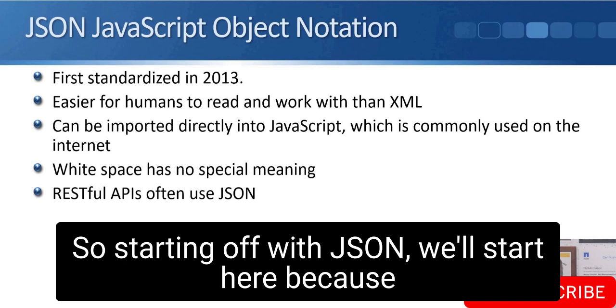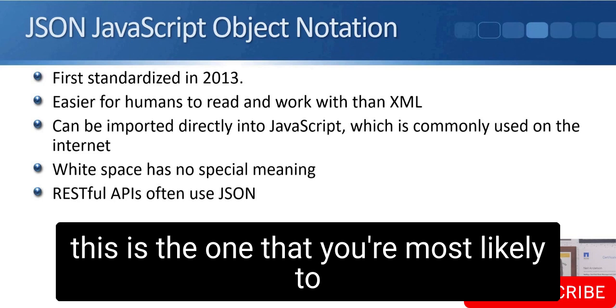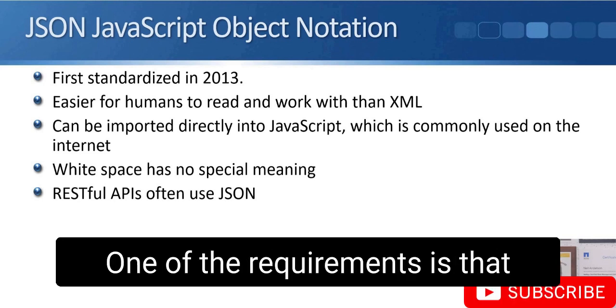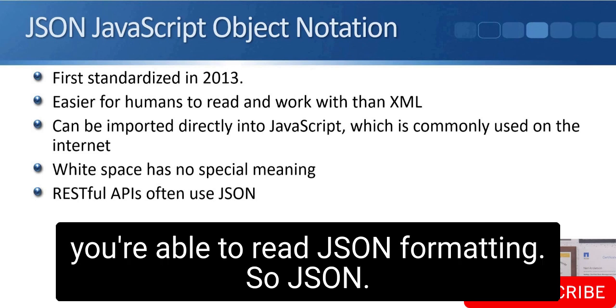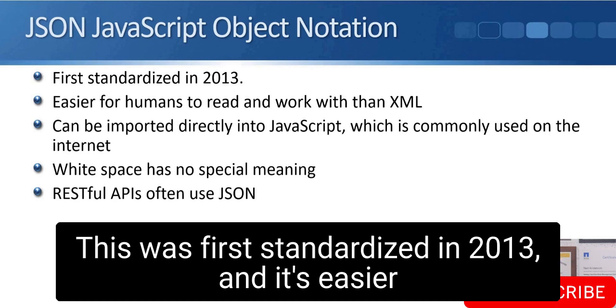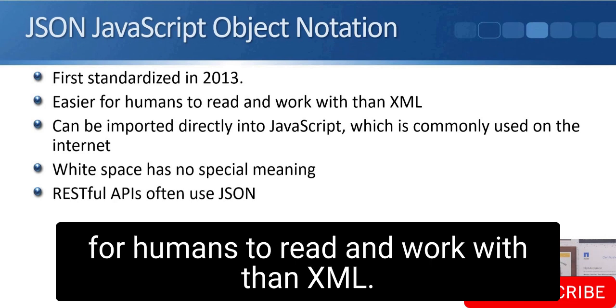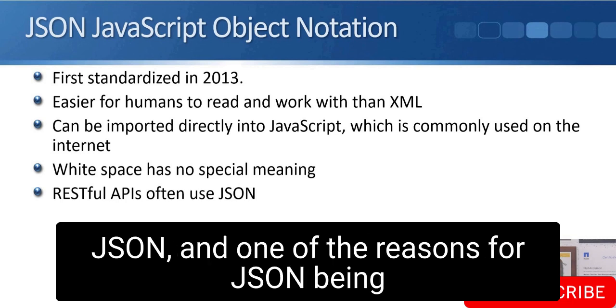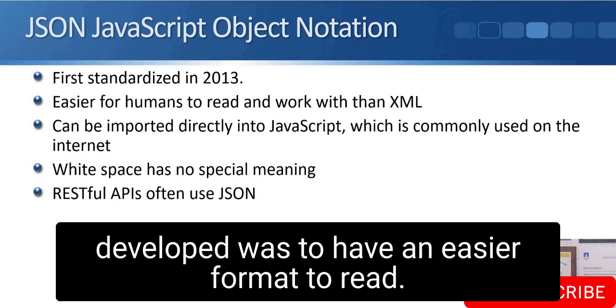So starting off with JSON. We'll start here because this is the one that you're most likely to be tested on in the CCNA exam. One of the requirements is that you're able to read JSON formatting. So JSON stands for JavaScript Object Notation. This was first standardized in 2013. And it's easier for humans to read and work with than XML. XML has been around for a longer time than JSON, and one of the reasons for JSON being developed was to have an easier format to read.